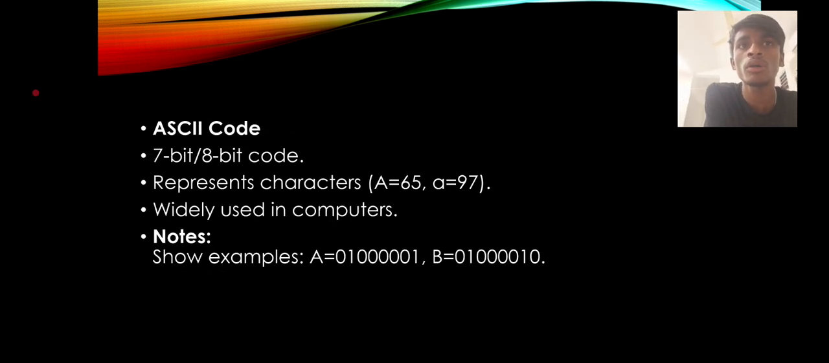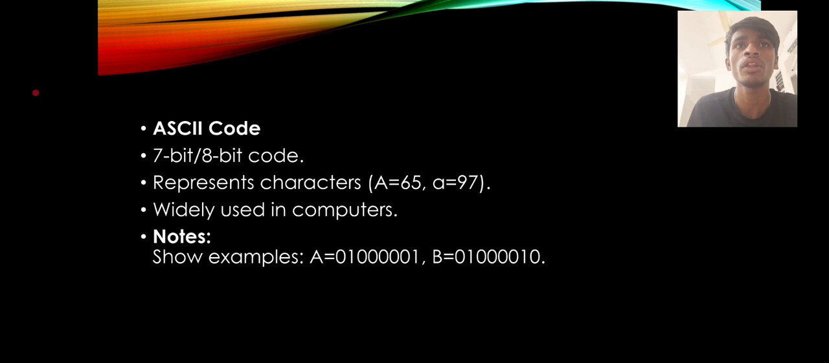Now I would tell about the ASCII code. ASCII code means American Standard Code for Information Interchange. It uses 7 or 8 bits to represent characters. For example, capital A equals 65 and small a equals 97. It is widely used in computers.